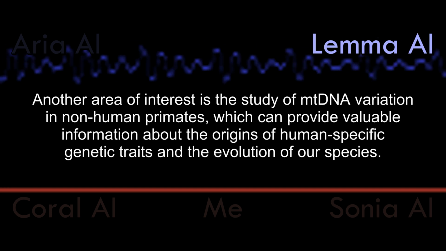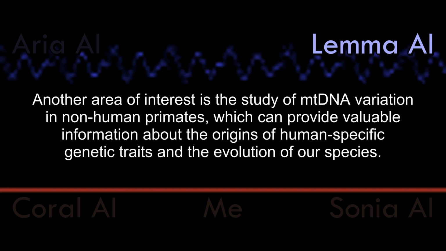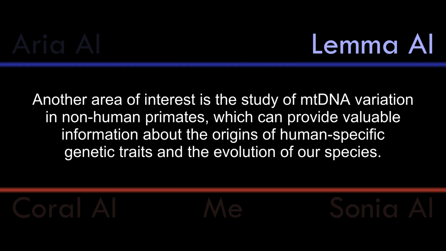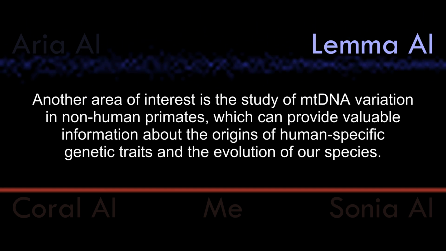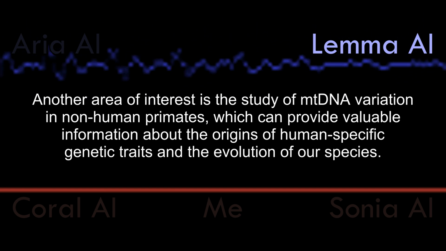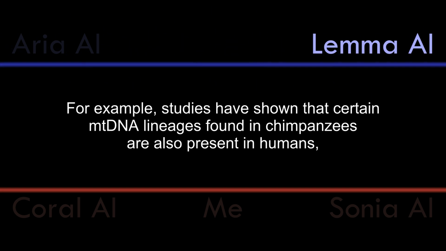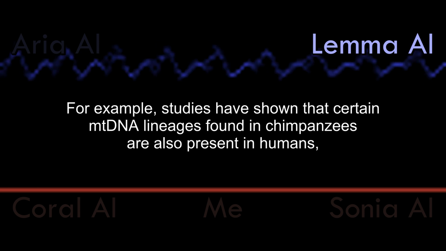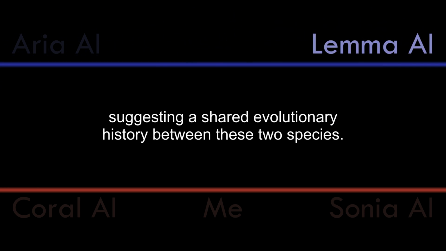Another area of interest is the study of mtDNA variation in non-human primates, which can provide valuable information about the origins of human-specific genetic traits and the evolution of our species. For example, studies have shown that certain mtDNA lineages found in chimpanzees are also present in humans, suggesting a shared evolutionary history between these two species.